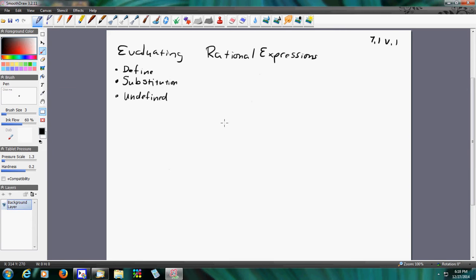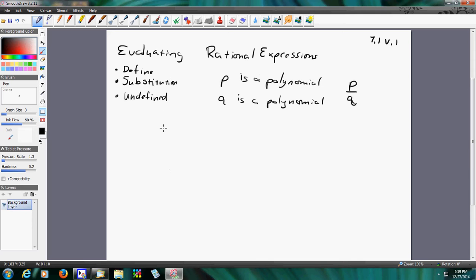I'm going to do a video on evaluating rational expressions. And first thing you need to do is know what a rational expression is. It's really any expression such that P is a polynomial and Q is a polynomial, and a rational expression is when you have P over Q. So basically, two polynomials, one dividing into the other one.